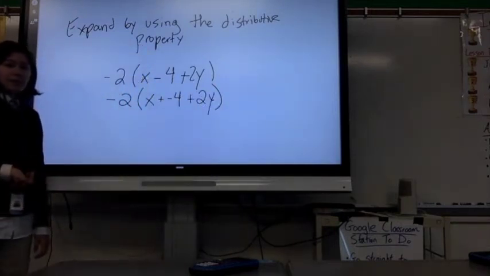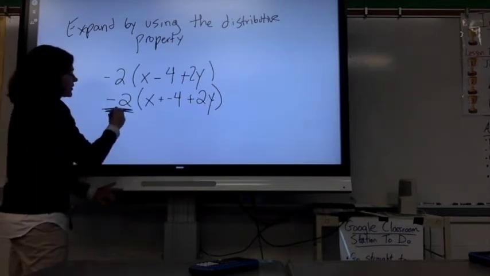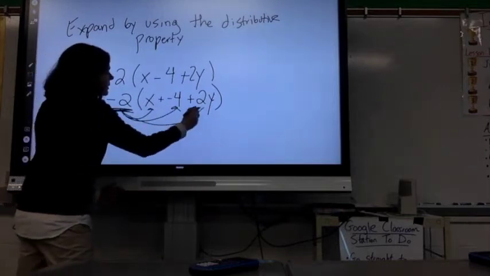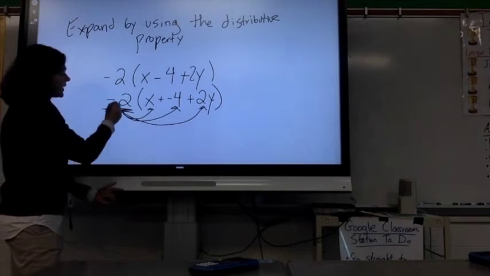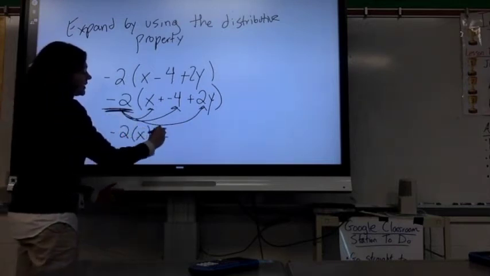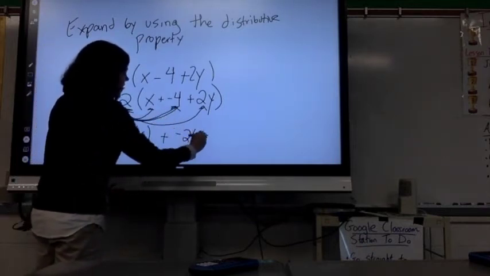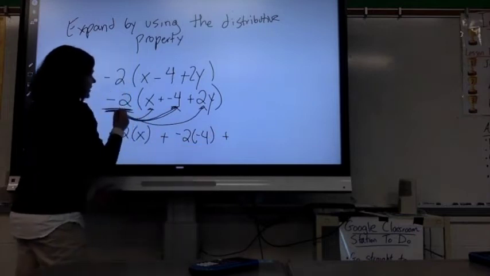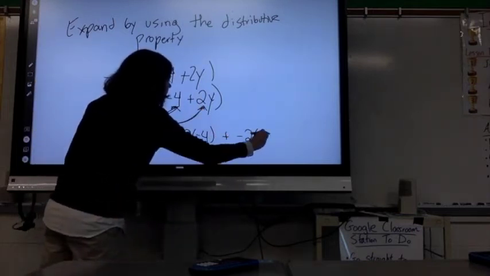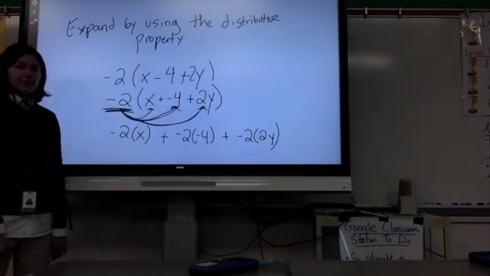Then the distributive property says that I'm going to take this number out front, negative 2, and I'm going to distribute it to each of the terms inside the parentheses by multiplying. Right, so I have negative 2 times x, and then I'm going to add negative 2 times negative 4, and then I'm going to add negative 2 times 2y. Right, and that's going to be expanding using the distributive property.